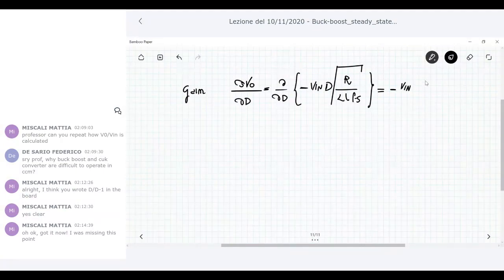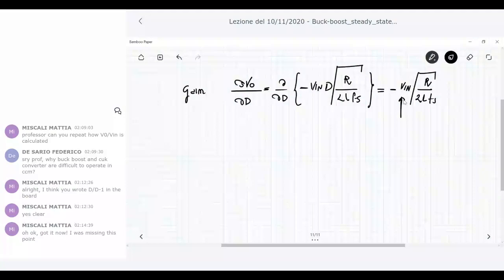So this is simply negative V in, R over L, Fs. Okay, so as you can see, it depends on the input voltage, for example. So if the input voltage increases, okay, the absolute value of the gain also increases, but it also depends on the R, depends on the frequency, etc., etc.